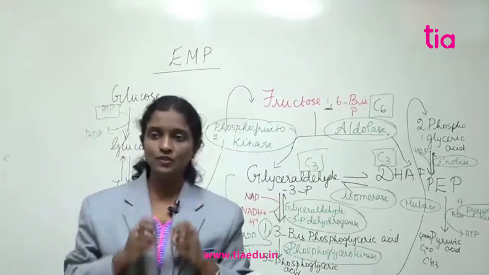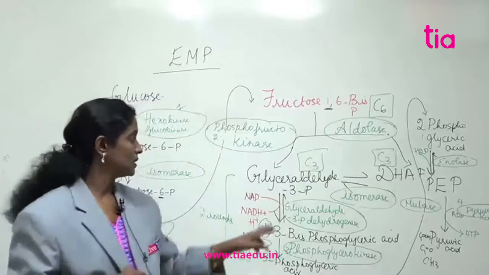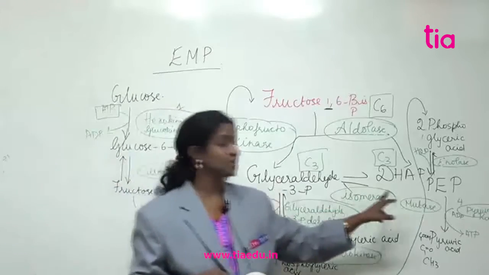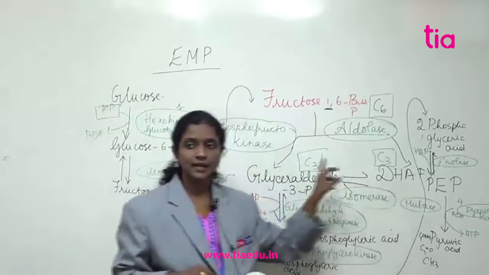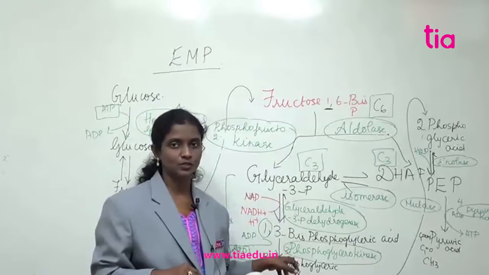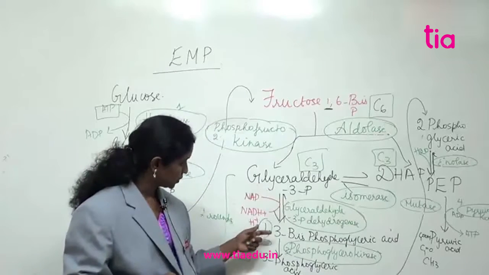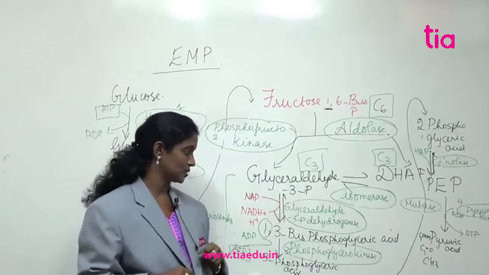Then fructose 1,6-bisphosphate, a 6-carbon sugar with 2 phosphorus, will be cleaved. We are going to chop it into 2 equal halves: glyceraldehyde 3-phosphate and dihydroxyacetone phosphate, and this has to be converted to glyceraldehyde 3-phosphate for the reaction to proceed further. This glyceraldehyde 3-phosphate is going to get converted to 1,3-bisphosphoglyceric acid.